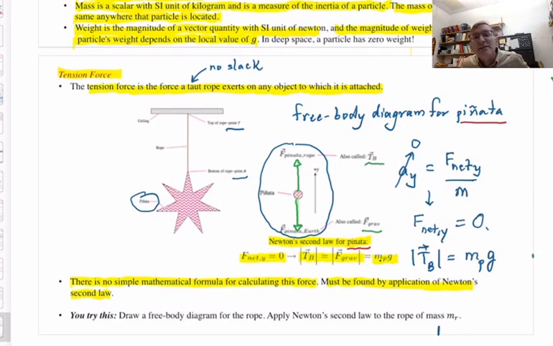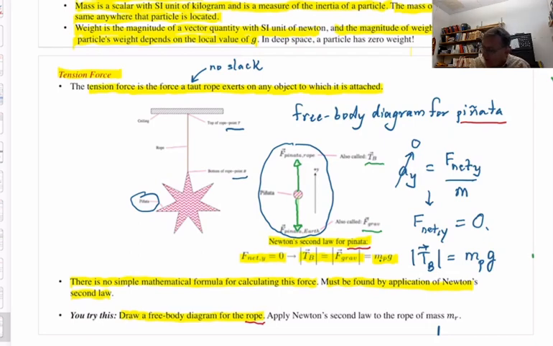All right, here I'm going to have you try something. I'm going to have you pause the video and try this for yourself. Now what I want you to do is draw a free body diagram for the rope. Not for the piñata, we just did that. Draw the free body diagram for the rope. Then we're going to apply Newton's second law to it, assuming the rope has a mass m sub r for rope. But for now, I just want you to pause the video and take your stab at it. We're going to have to do a lot of practice before we get good at drawing free body diagrams. So let's start. Go ahead and pause the video.